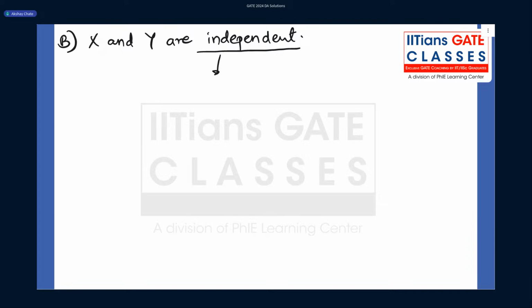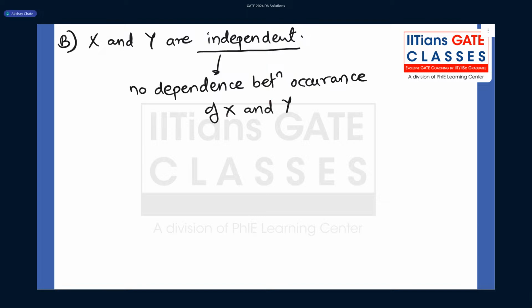So that is the common definition for two events. If they are independent, that means the probability or the event space of the second event does not depend on the occurrence of the first event. They have no dependence on each other. So what it means is no dependence between occurrence of X and Y. And it is true, right?